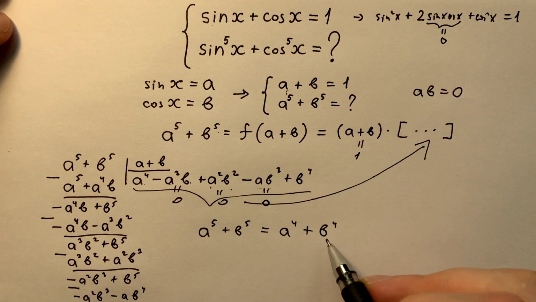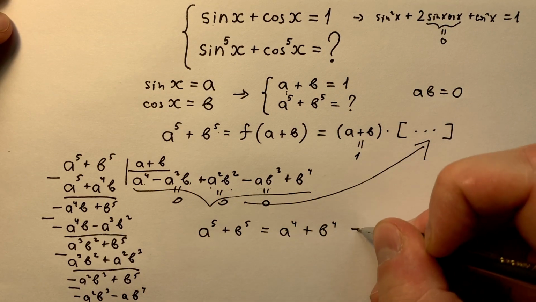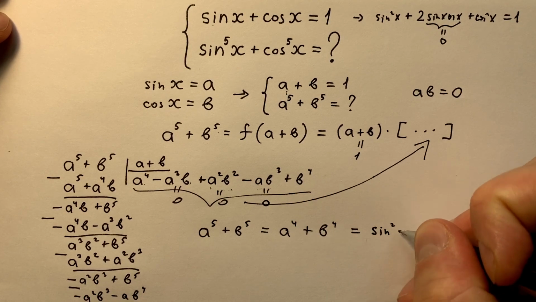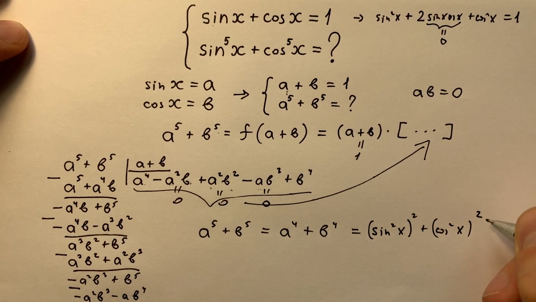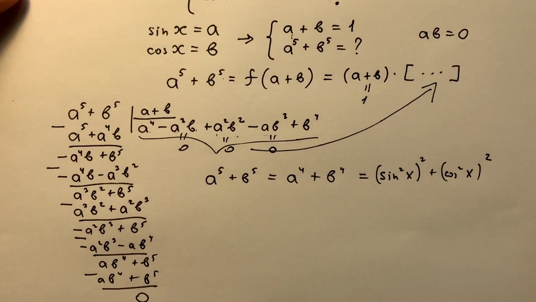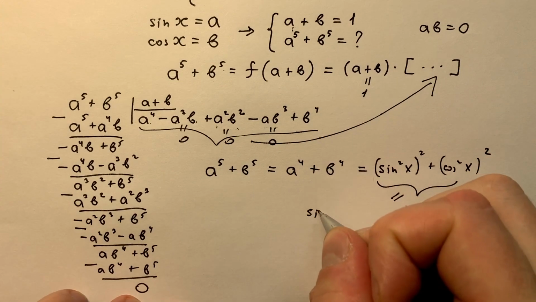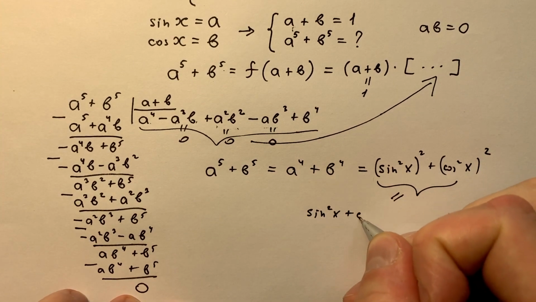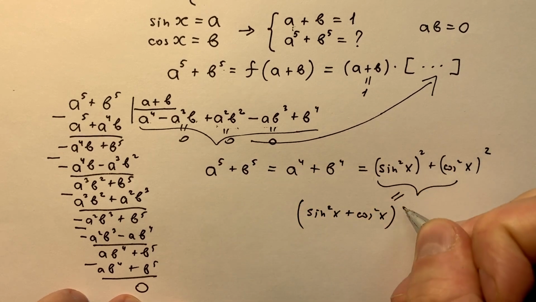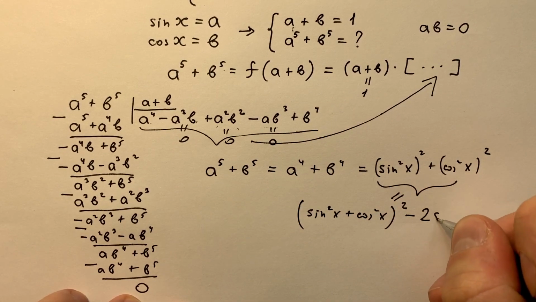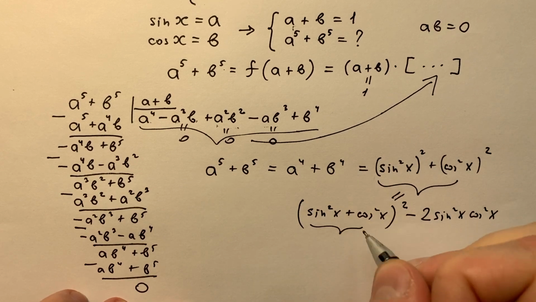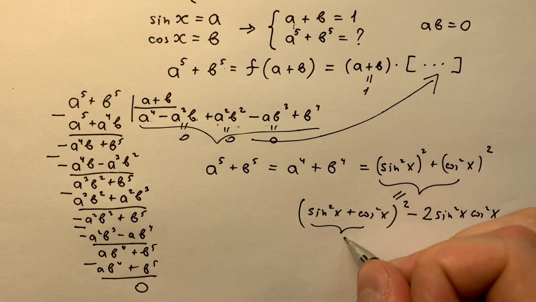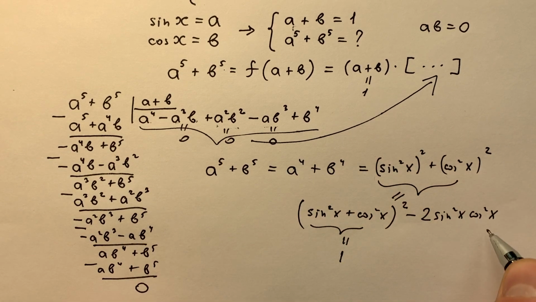And let's return from a, b to sine x and cosine x, and we can write it like sine squared x to the power of 2 plus cosine squared x to the power of 2. Does it remind you of something? We can write it like a full square, isn't it? Sine squared x plus cosine squared x to the power of 2 minus 2 times sine squared x and cosine squared x. Of course, this is the most basic trigonometric equation, and it equals 1. And this product, sine x cosine x, equals 0.